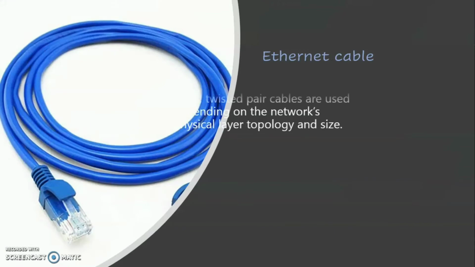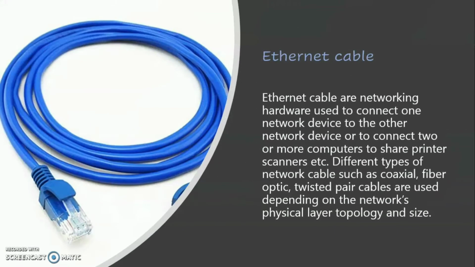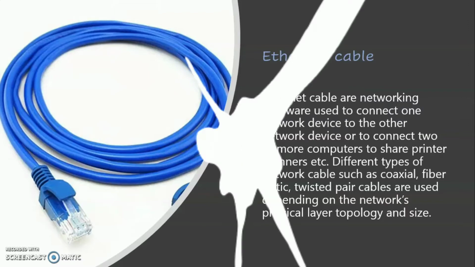Ethernet cable. Ethernet cables are networking hardware used to connect one network device to another network device or to connect two or more computers to share printers, scanners, and etc. Different types of network cables such as coaxial, fiber optic, and twisted pair cables are used depending on the network's physical layer, topology, and size.